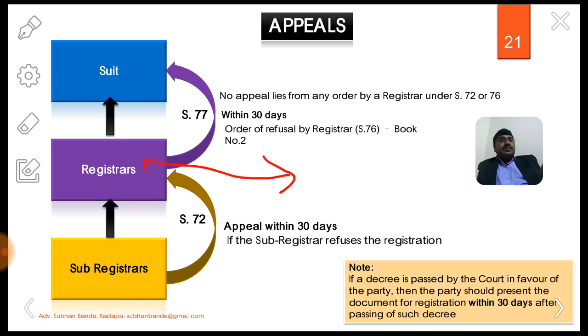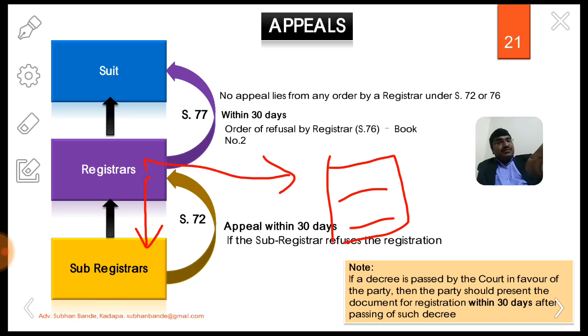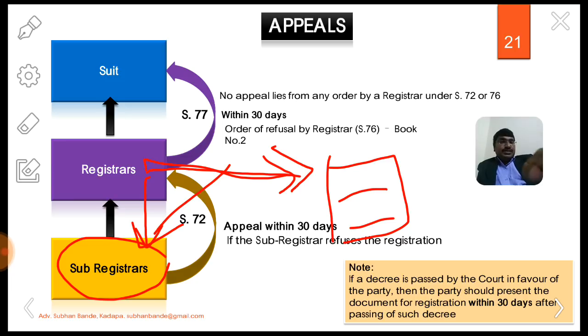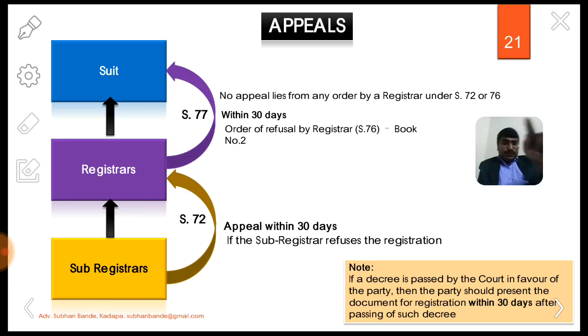Then the registrar, after scrutiny, after observing all the documents, if he satisfies himself that all the documents are sufficient for registration, then he orders the sub-registrar to register the same. After receiving the orders from the registrar, within 30 days, the executants need to represent the same documents to the sub-registrar for registration. This is the rule specified under section 72.